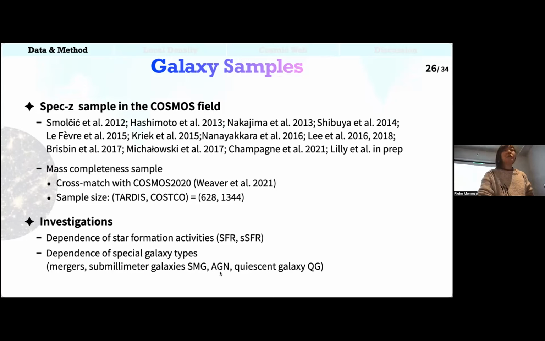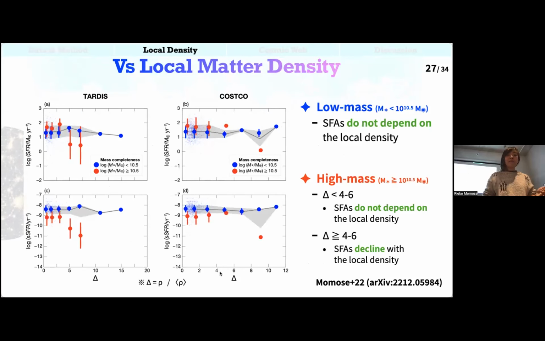So using those galaxy samples, we assess the dependence of star formation rate, specific star formation rate, and the fraction of special galaxy types, which are mergers, semi-major galaxies, AGN, and quiescent galaxies. The stellar mass and the star formation rate estimates of our samples were referred to the SED fitting results in the COSMOS2020 catalog. Due to the limited time, I will focus only on presenting the star formation activity results in this talk. Okay, then I show a slide. So first, I introduce the results of the dependence on small-scale matter density.